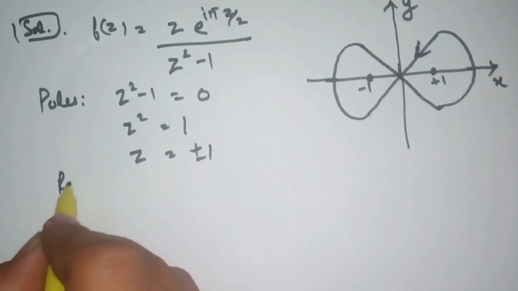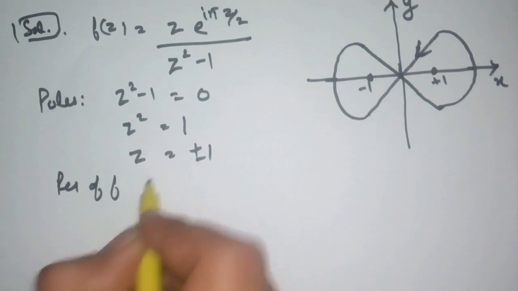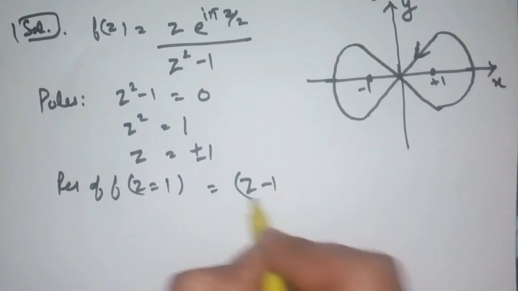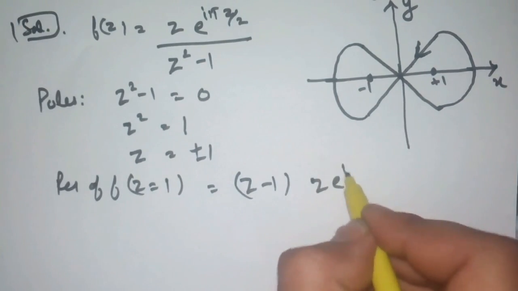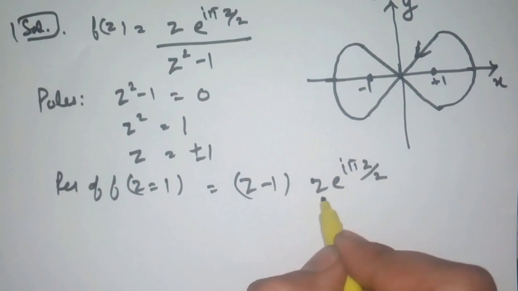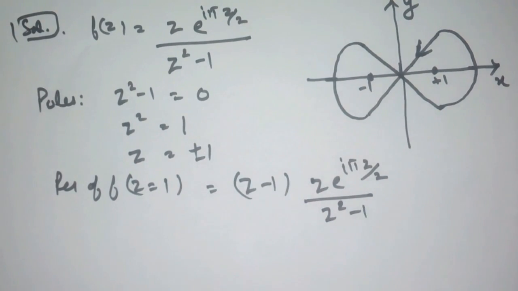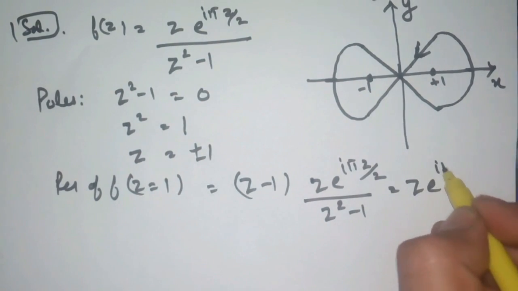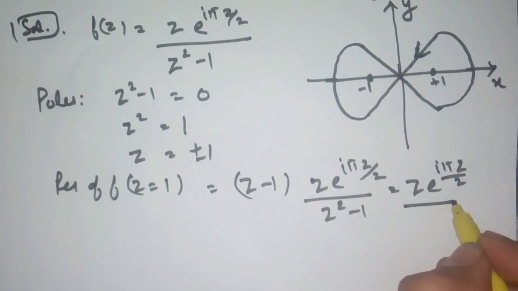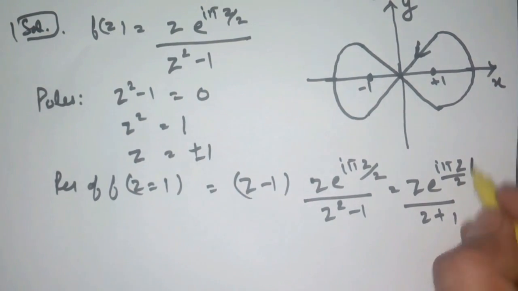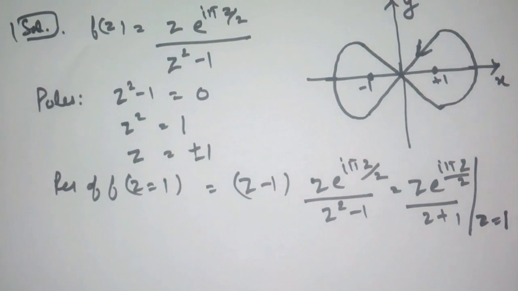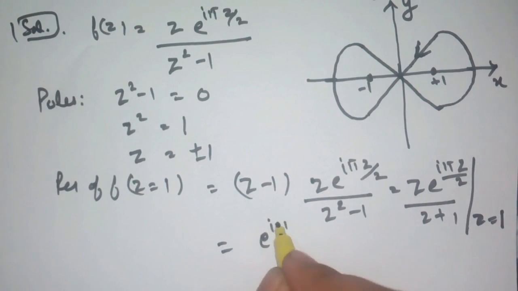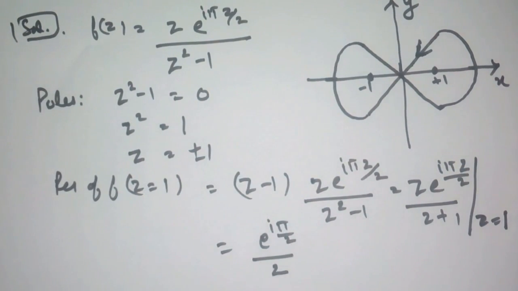The first residue of f at z equal to 1 is equal to z minus 1 times z exponential iota pi z upon 2 upon z square minus 1, and it will equal z exponential iota pi z upon 2 upon z plus 1 at z equal to 1. Now by putting the value of z we will get exponential iota pi upon 2 upon 2.